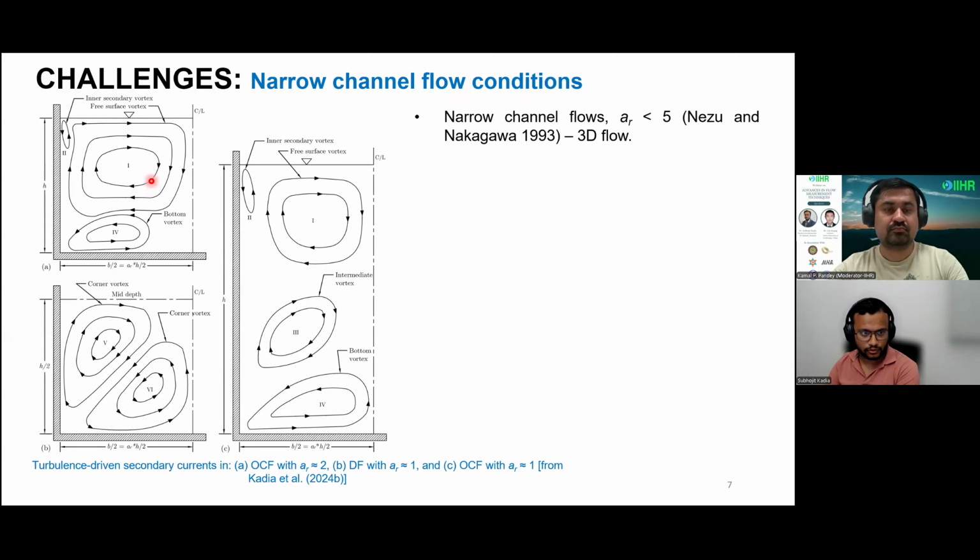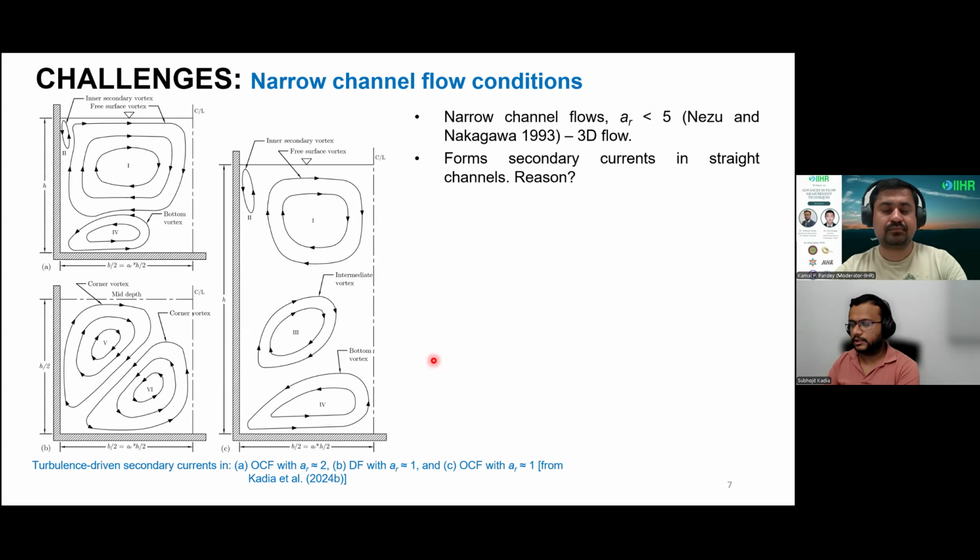It shows a comparison between open channel flow, that is plots A and C, and pipe flow, that is plot B. Here we can see, due to the difference in the effect of the free surface and the midway depth of duct flow, we have different types of secondary currents of type 2. However, the bottom corner contains both solid walls. There are some comparison results observed between open channel flow and duct flow, particularly for very, very narrow channels.